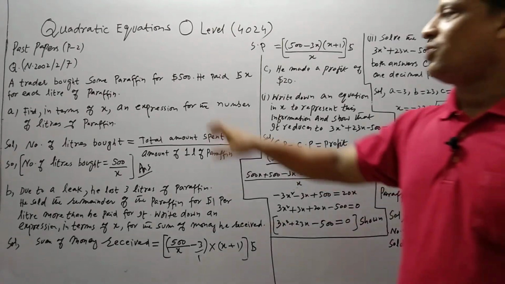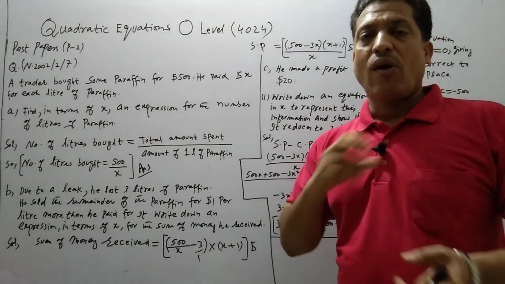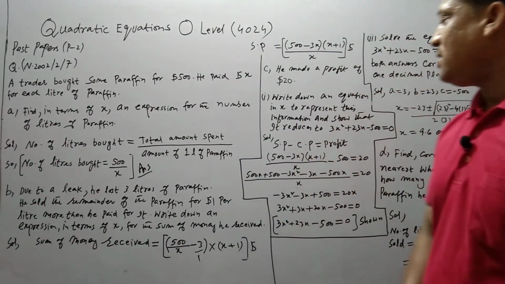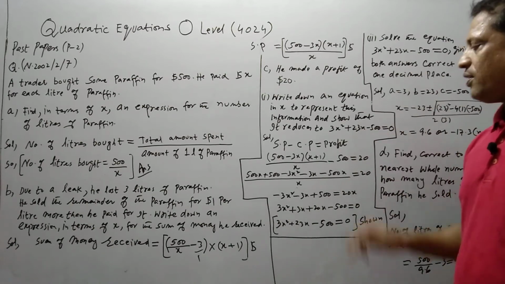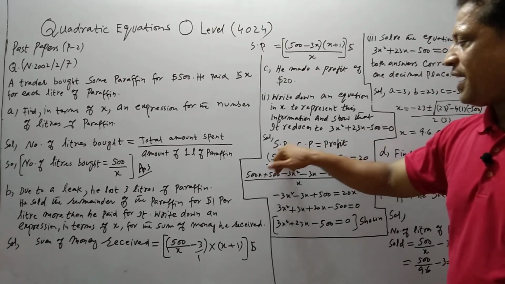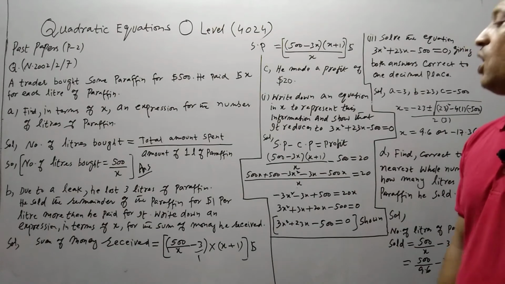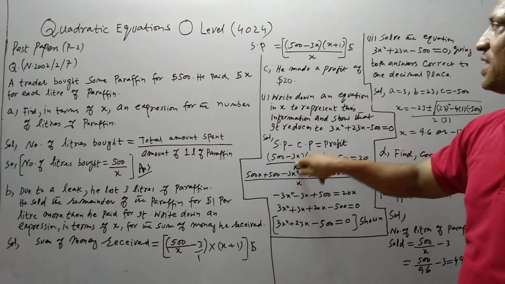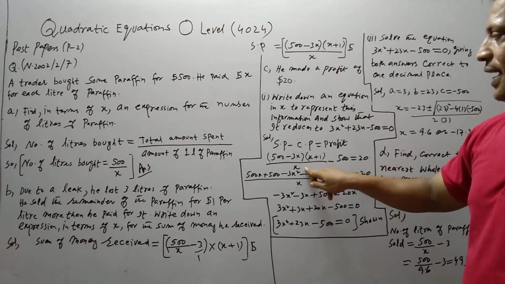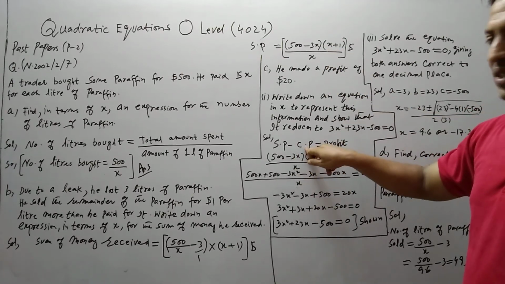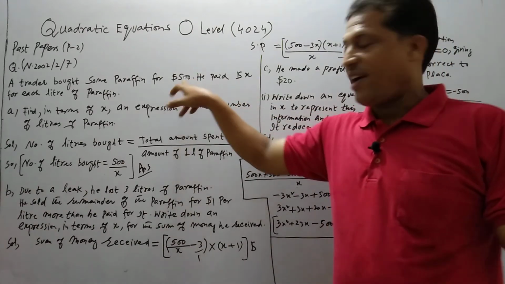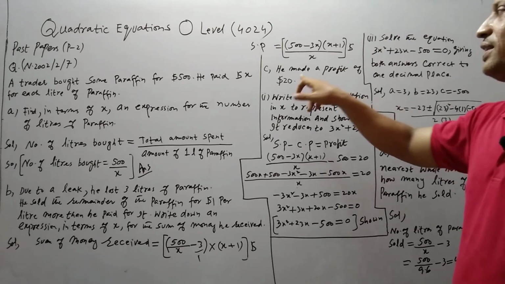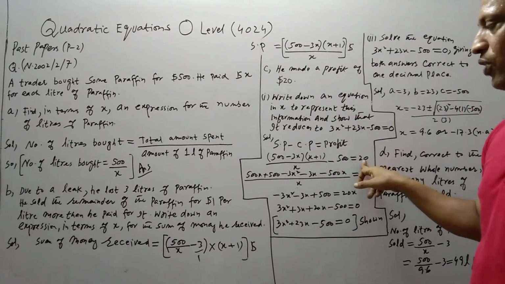What I told you, this question is related to profit, selling price and cost price. So what is the formula of profit? The formula of profit is selling price minus cost price. What was the selling price? This is our selling price: (500 minus 3x) into (x plus 1) upon x, minus the cost price given in the question, $500, is equal to the value of profit. It's also given, $20. So put 20 over here.